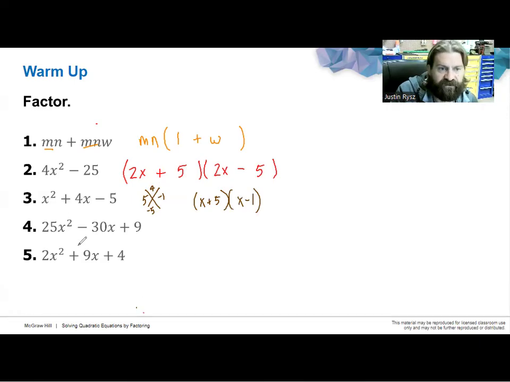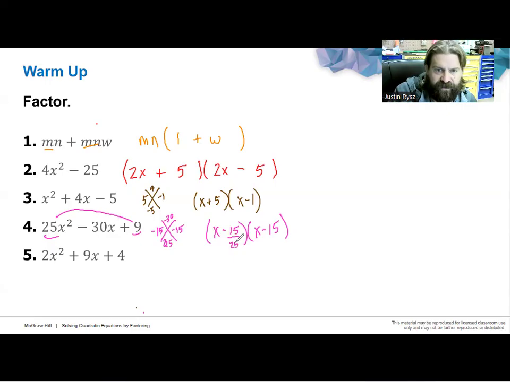Now, when we have a number out in front, we are going to have to multiply these two terms together. So what multiplies together to get 25 times 9, which is 225, and adds together to get -30? The magic combination is -15 and -15. So we would get an x minus 15 times an x minus 15. Now, when we also have a number in front, we need to divide our answer by that number in front. And then we simplify and/or slide.